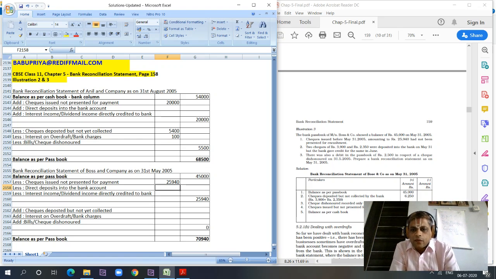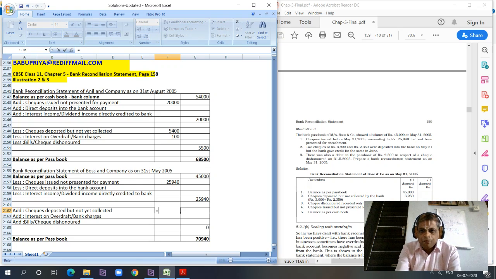Two checks of rupees 3,900 and 2,350 were deposited into the bank on May 31, but the bank gave credit for the same in June. So cash balance could have been added because we have already accounted for it in the cash book bank column, right? Since the credit has come only in June, we have to add it now. Checks deposited but not collected, that is equal to 3,900 plus 2,350. So 6,250.